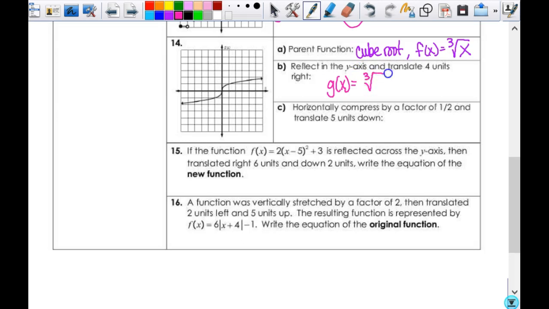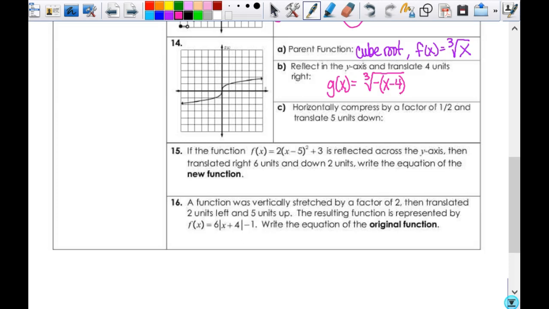So cube root of negative x. And then I'm going to translate 4 units right. So do I go inside or outside? Inside. And this would be x what? Minus 4. Are those parentheses there important? Yes, they absolutely are.